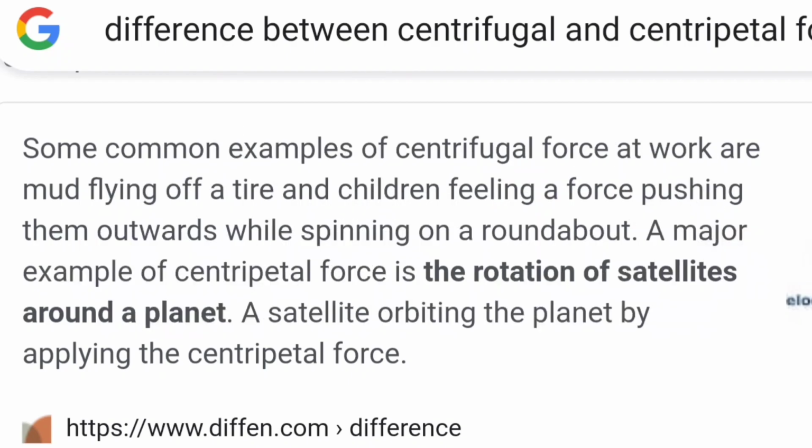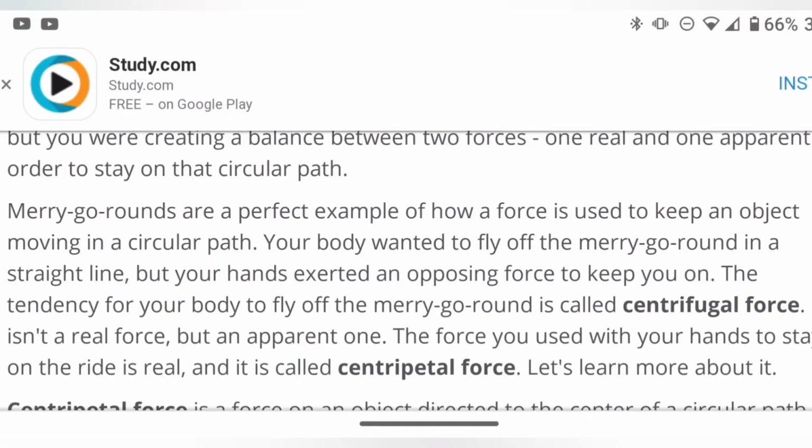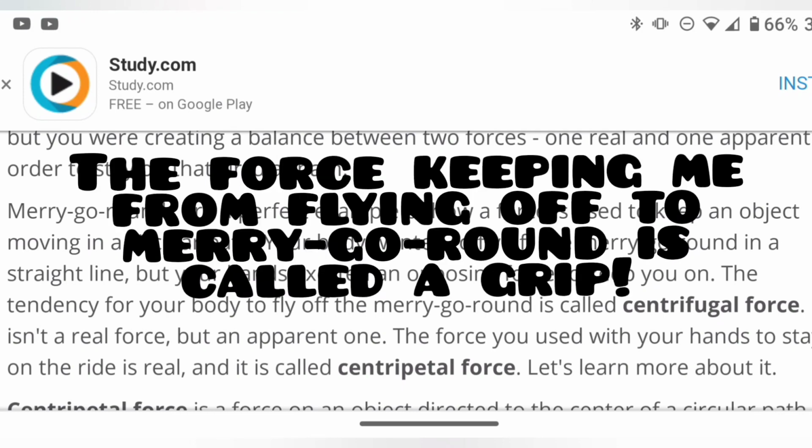But I was looking some more. It says merry-go-rounds are a perfect example of how a force is used to keep an object moving in a circular path. Your body wanted to fly off the merry-go-round in a straight line in real life, but your hands exerted an opposing force to keep you on. So your hands are the centripetal. But it says the tendency for your body to fly off a merry-go-round is called centrifugal force. It isn't a real force, but an apparent one. So flying off the merry-go-round is fake. The force used with your hands to stay on the ride is real and called centripetal force. So they got it backwards.